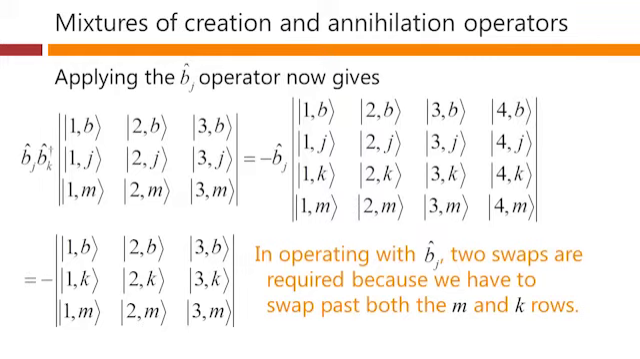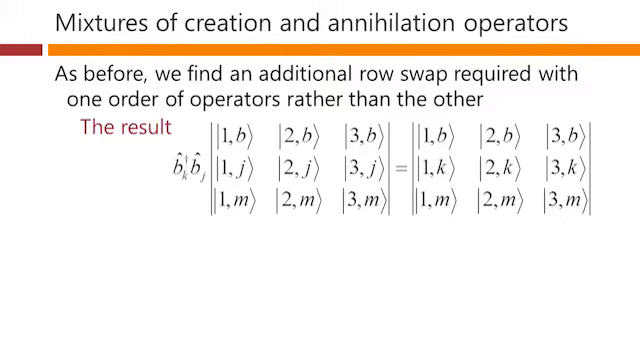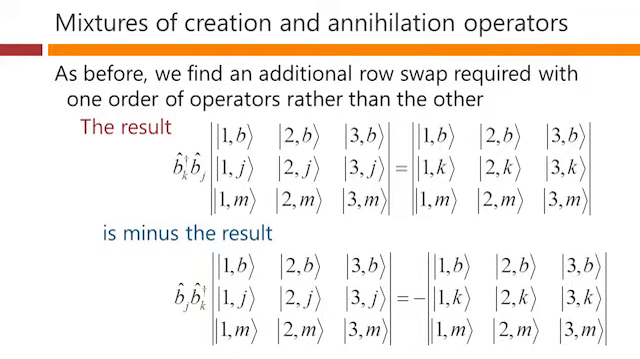So in operating with the annihilation operator, two swaps were required to get it to the bottom, past the M and K rows. As before, we find an additional row swap is required with one order of operators rather than the other. So the result of this order here, first of all the annihilation operator, then the creation operator, is minus the result if we do this in the opposite order. In this second case here, as we showed, we ended up left with a minus sign.